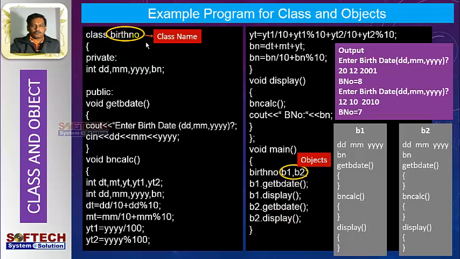This is an example program to illustrate the class and object. Through this program, we find the birth number for the given birth date. For example, the birth date is 20/12/2001. The birth number is 2 plus 0 plus 1 plus 2 plus 2 plus 0 plus 0 plus 1, which yields 8. The birth number is 8. If it is a 2-digit number, we again add the individual digits until it becomes a single digit. That will be the birth number of that birth date.